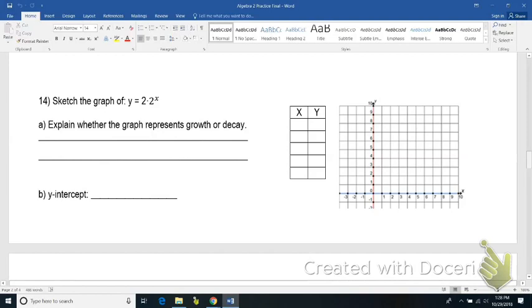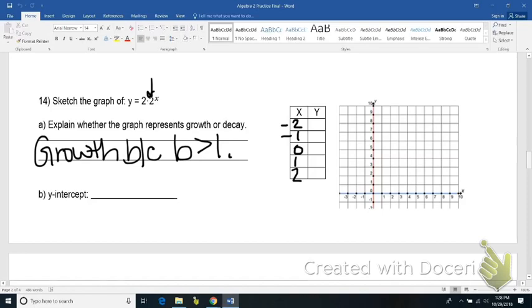So we've done one of these pretty recently. Before I even fill out this chart, you guys could tell me if that's growth or decay. How do you know just by the equation? Yep, it's growth, because b is greater than 1. The b value, which was 2, was greater than 1. Now, we're always supposed to use negative 2 to positive 2. Is that right? 1/2, 1, 2, 4, and 8.